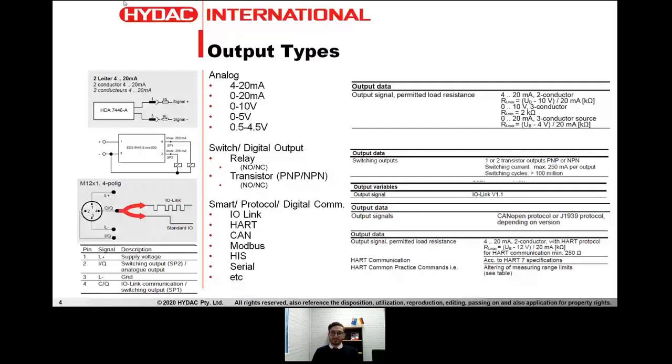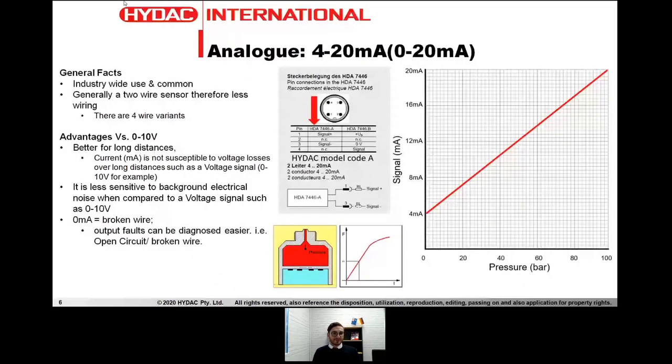In particular, today we're going to concentrate on these output styles: 4 to 20 milliamps, transistor with a PNP output, and IO-Link output sensors. This is what I've considered as the Australian market range of sensors. So let's start first off with an analog 4 to 20 milliamp output style sensor.